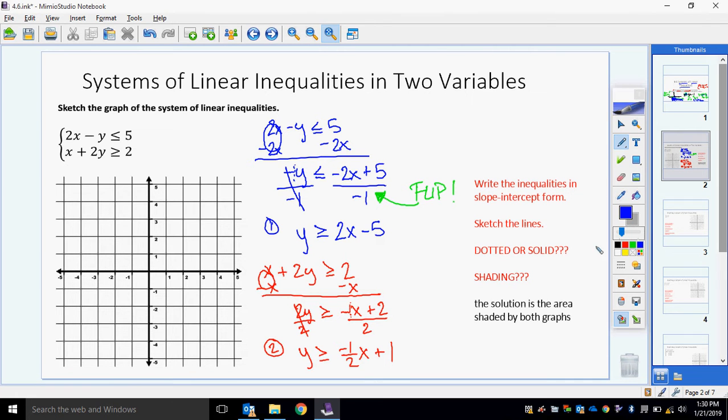Okay, so now let's sketch the blue line first. I'm going to go to negative 5 and plot a point because that's the y-intercept of the blue line. And then the slope is positive 2, so that's like a 2 over 1. So up 2 and right 1, up 2 and right 1. And I want to decide dotted or solid here. Because it's an or equal to, I'm going to connect these dots with a solid line. And that wasn't very good.